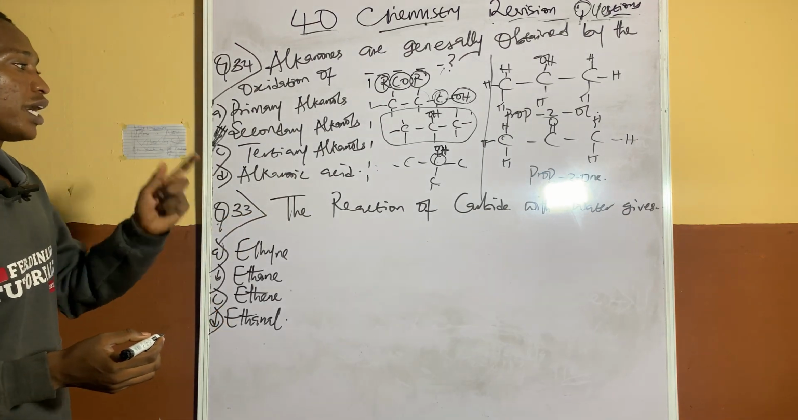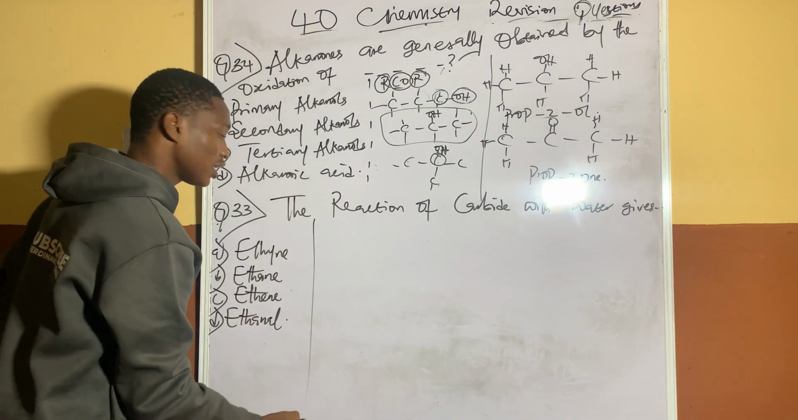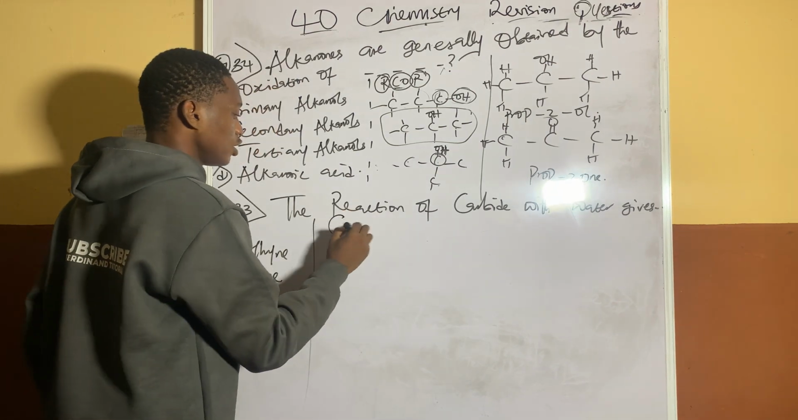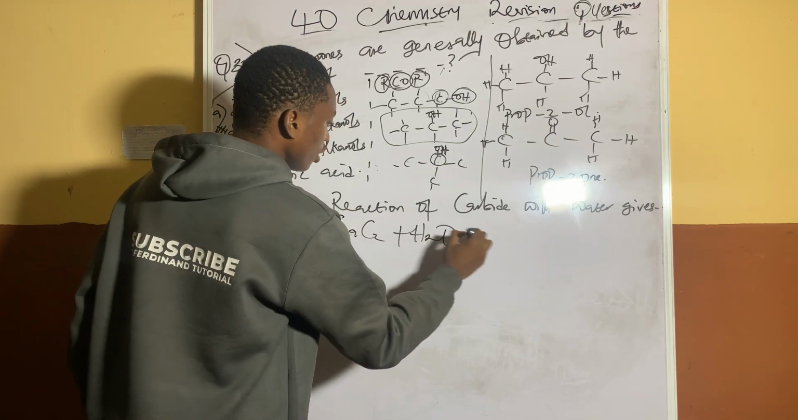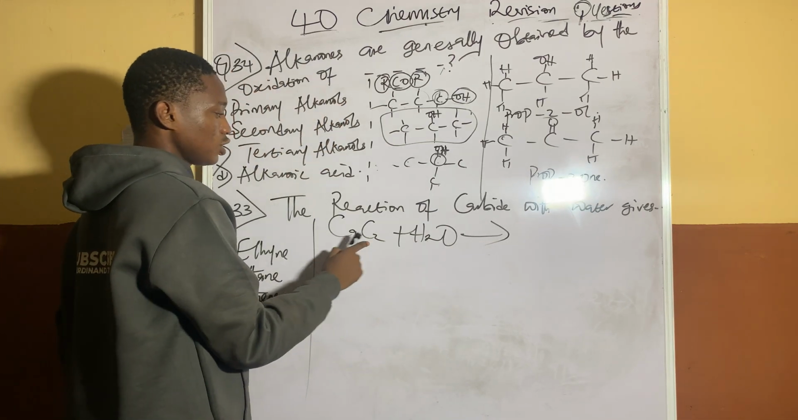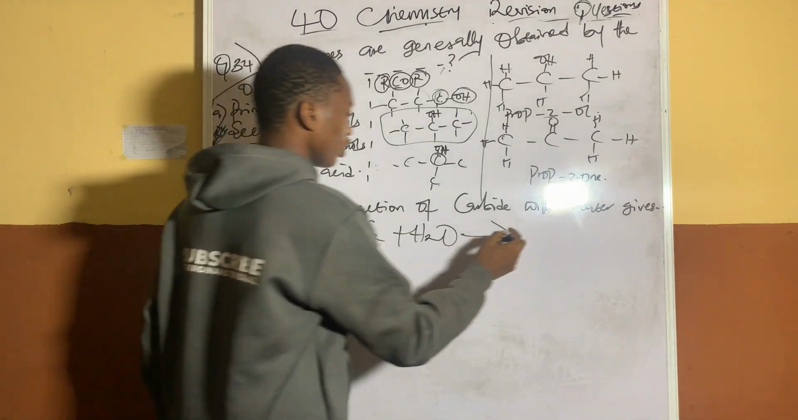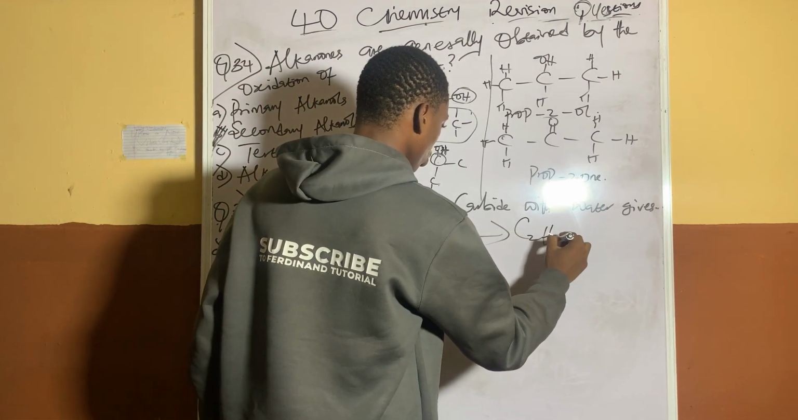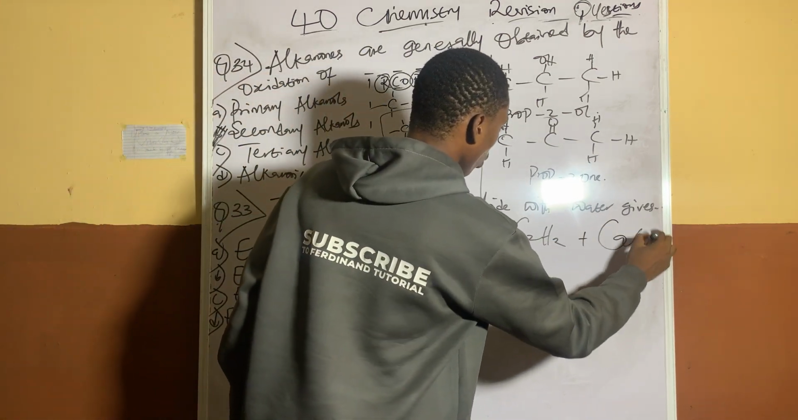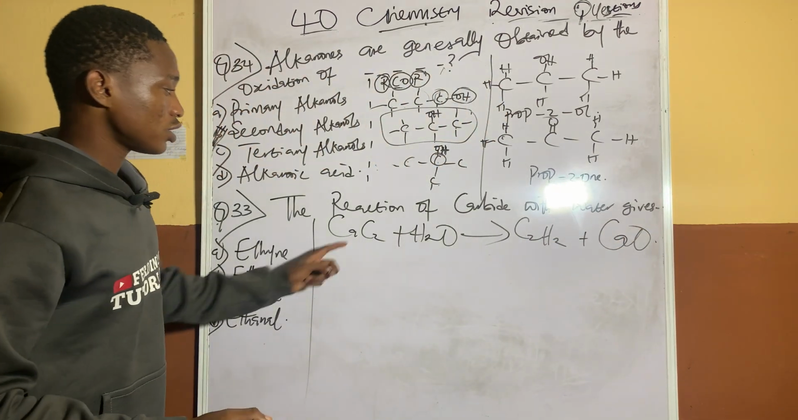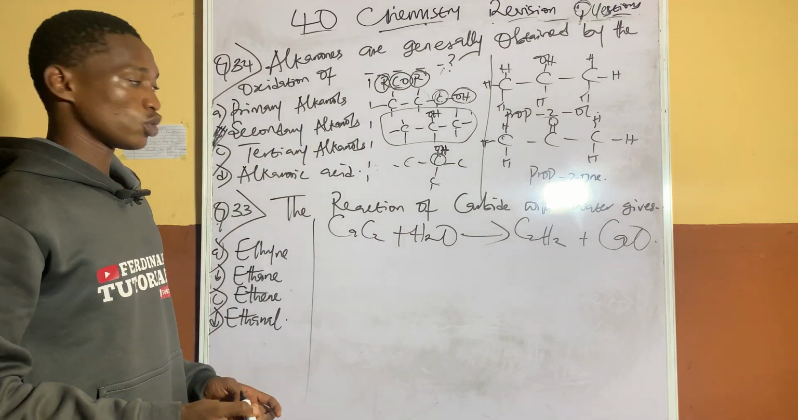The reaction of carbide with water gives, let's look at the reaction of carbide. Carbide is usually CaC2, plus H2O. I'm going to have C2H2, which is the main thing that will be formed, and then plus CaO. Plus what? CaO. This is the main thing that is going to be formed.